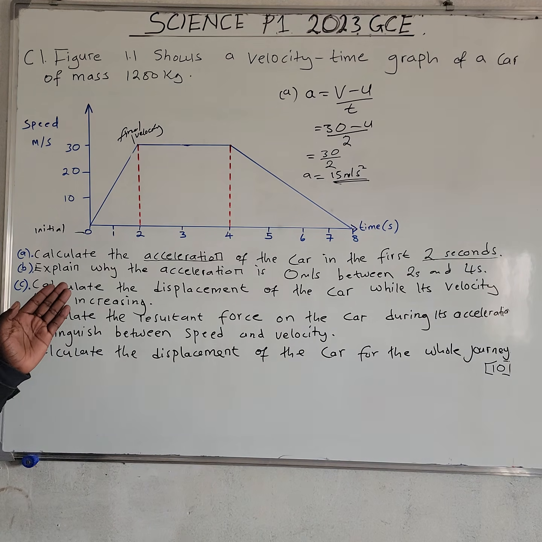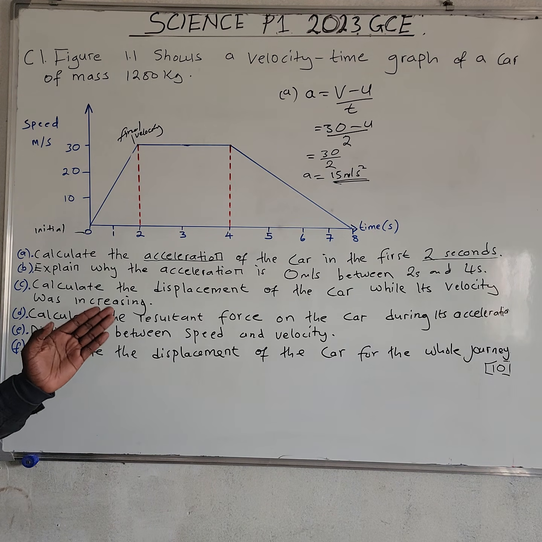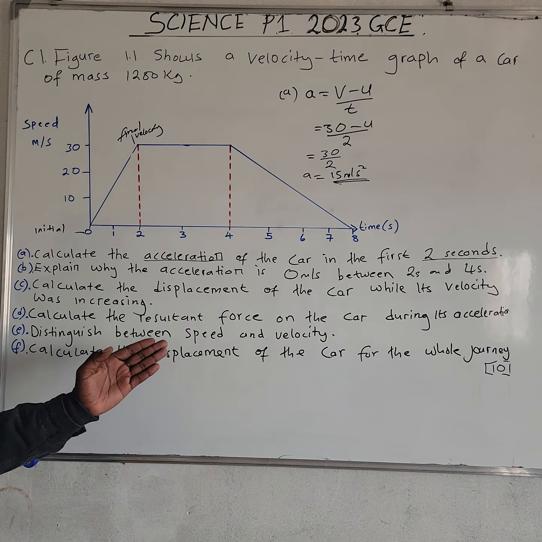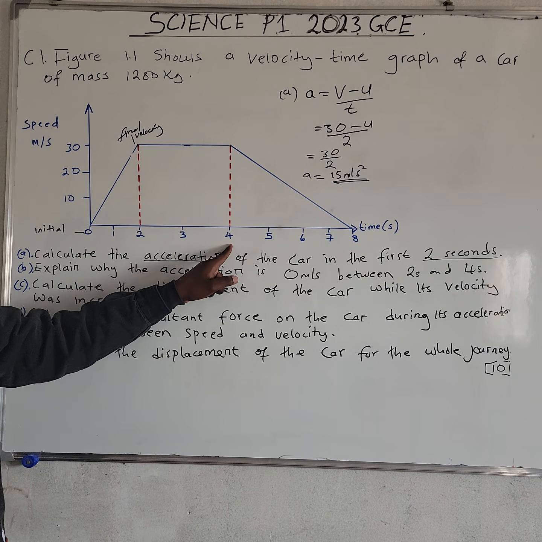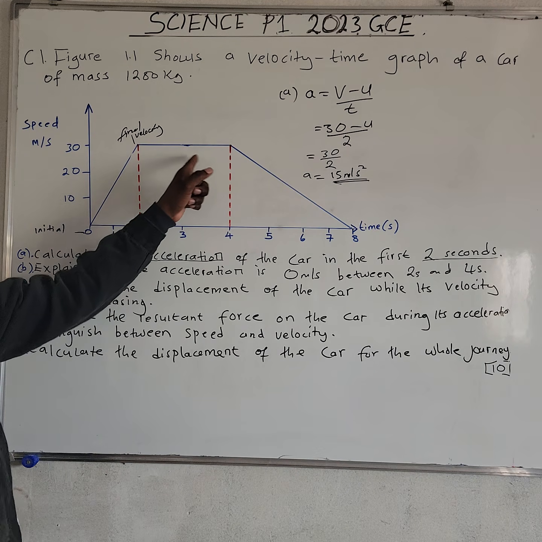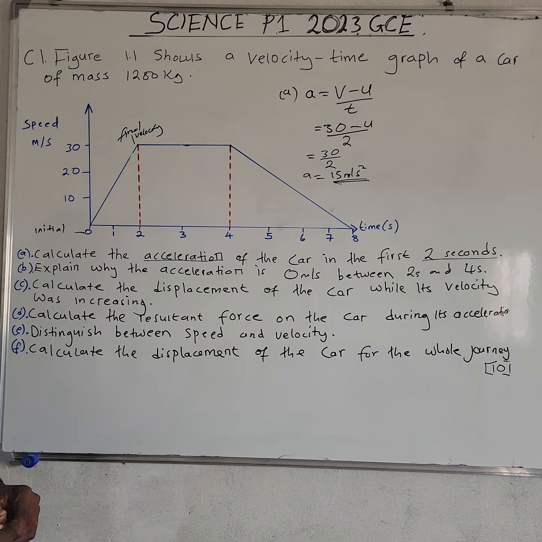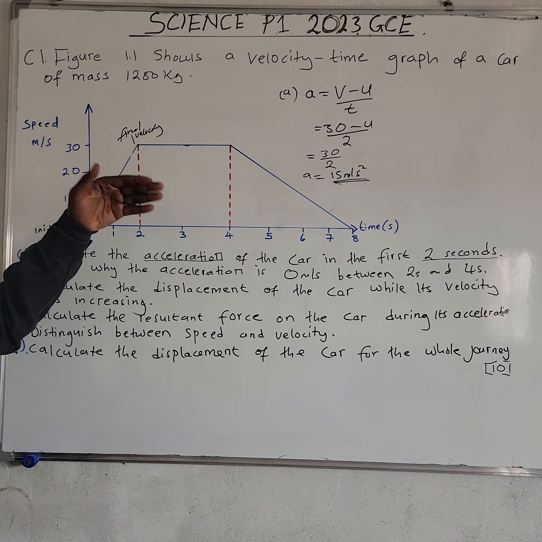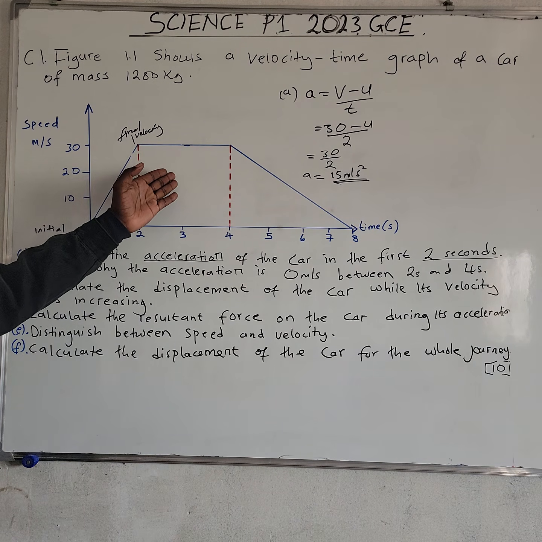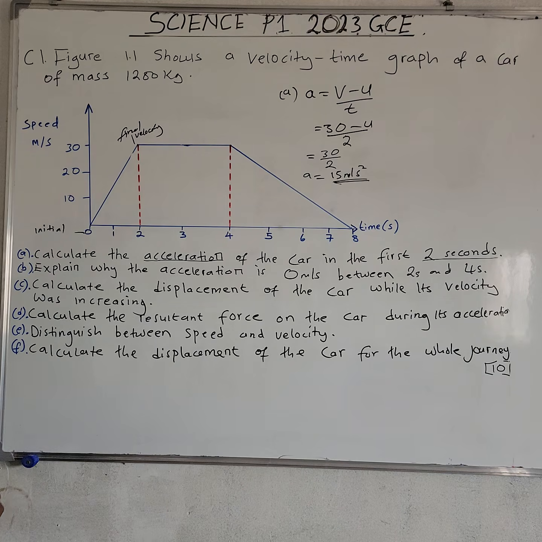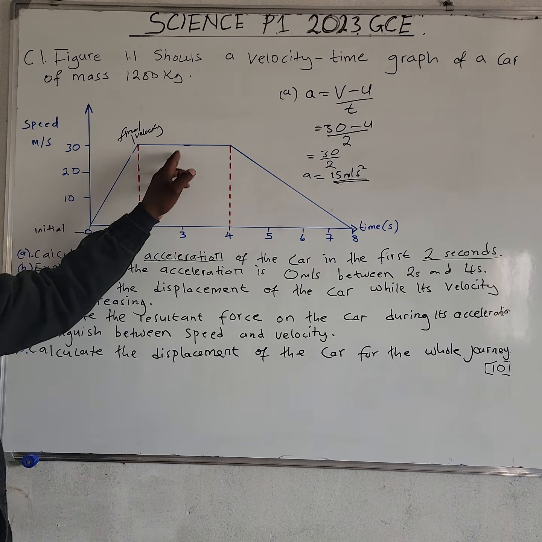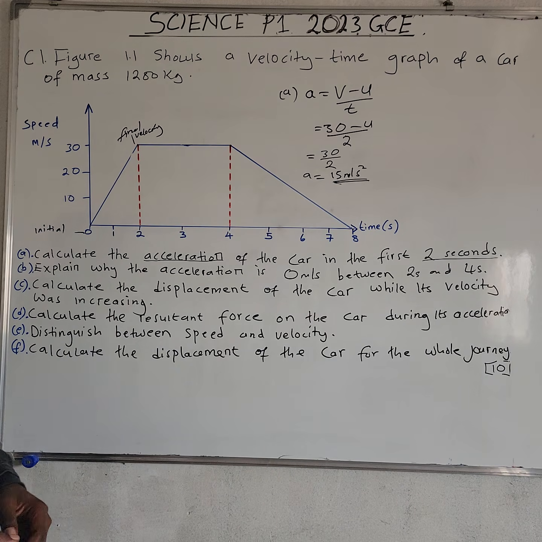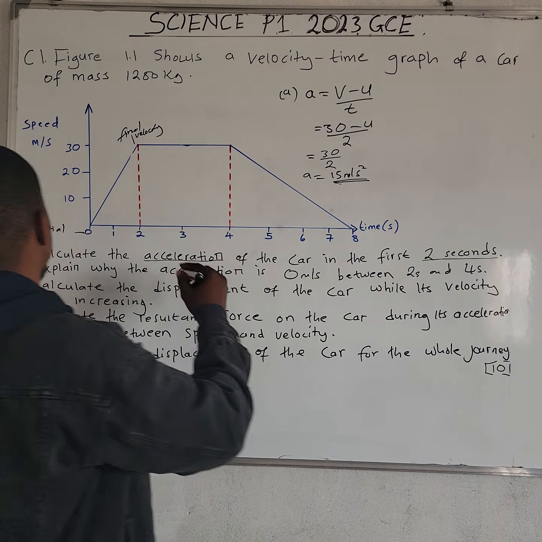Explain why the acceleration is 0 meters per second squared between 2 seconds and 4 seconds. So they want us to explain why. This is because the velocity of the car was constant. Here, this is the constant speed. So this is because the velocity of the car was constant.